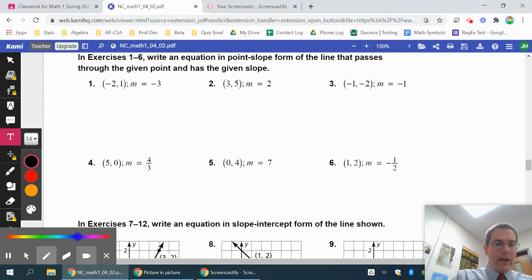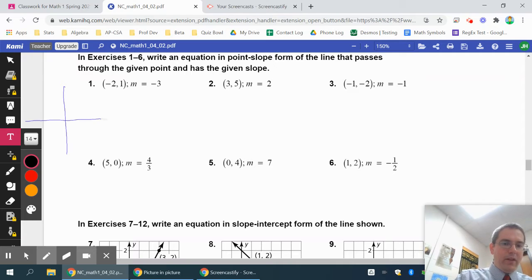So on this first one, I'm going to show you the sketch a graph method. I think it's a great idea to always sketch a graph to get an idea of what it is. This is very important, especially if you're a visual person. I know the directions say point-slope form, but I don't really care which way you use. In fact, I'm not going to use point-slope form personally. So if I've got (-2, 1), I go back 2 and up 1.